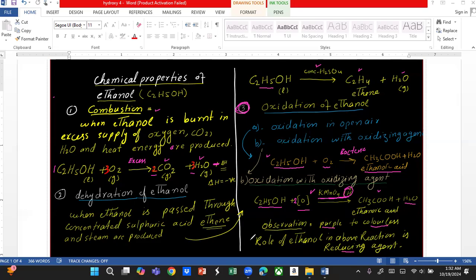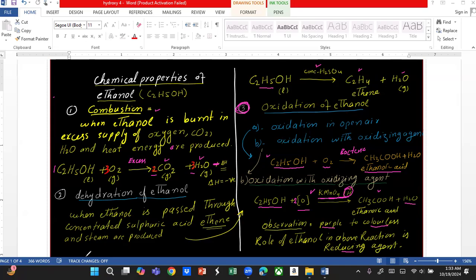So why do we use atomic oxygen? Atomic oxygen is highly reactive and its source is the oxidizing agent, that may be potassium manganate or it can be potassium dichromate. If we are using acidified potassium dichromate, and its color changes from orange to green, that means this oxidation has taken place. So in both cases, either potassium manganate or acidified potassium dichromate, both react with ethanol. They will be producing carboxylic acids.